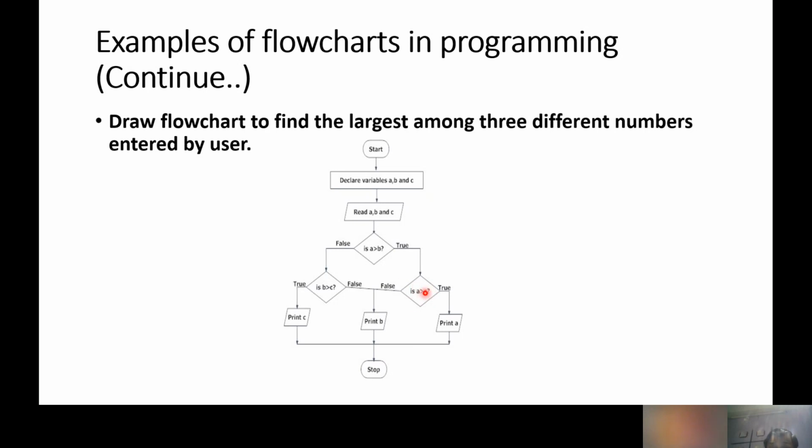Suppose here a is greater than c is false. That shows that c is the maximum number, because a is greater than b and a is not greater than c, so print c. I said b earlier, but that was wrong actually, this is print c.